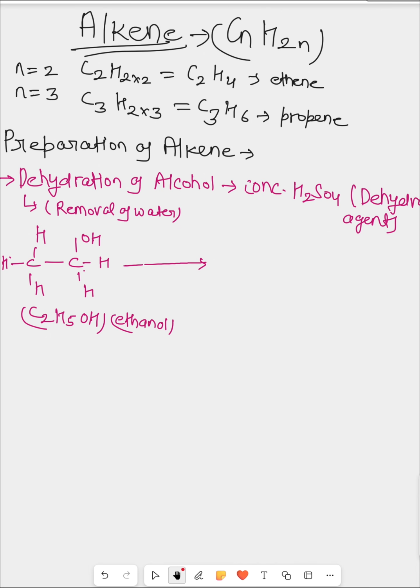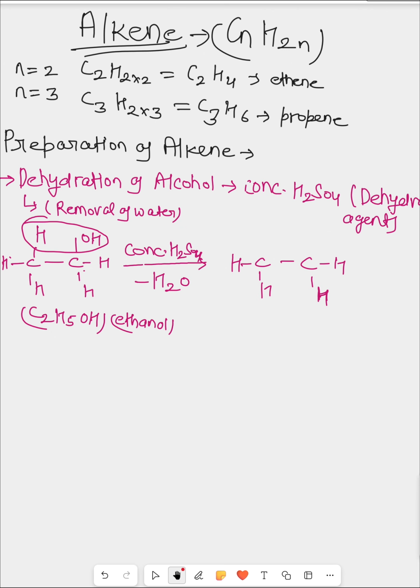Now concentrated H2SO4 as a dehydrating agent. Now water is removed. Suppose this is the molecule that you are going to remove, that is water. Now you have this.